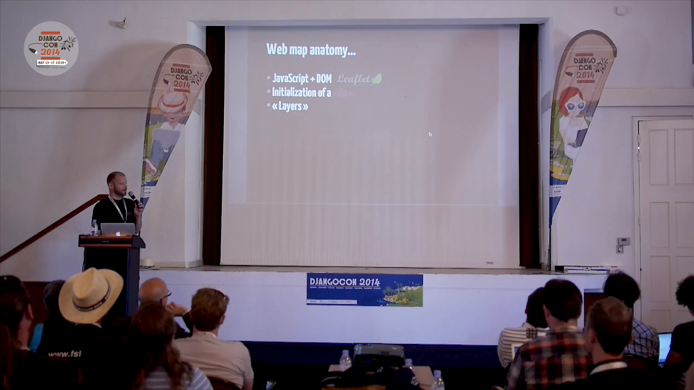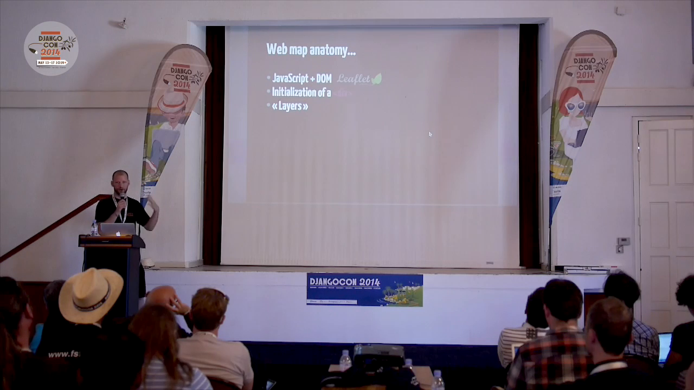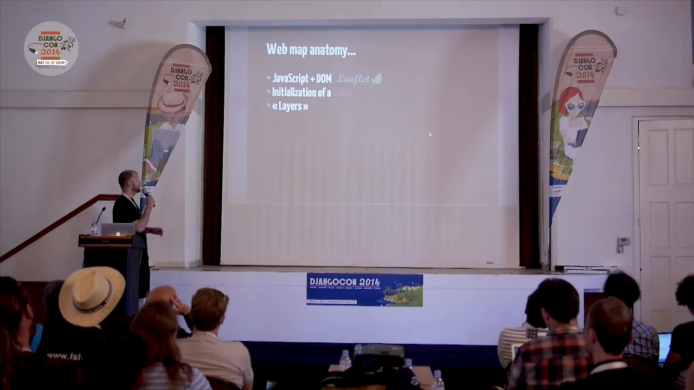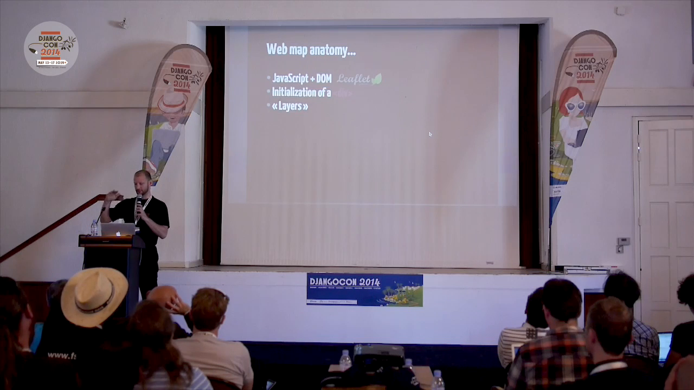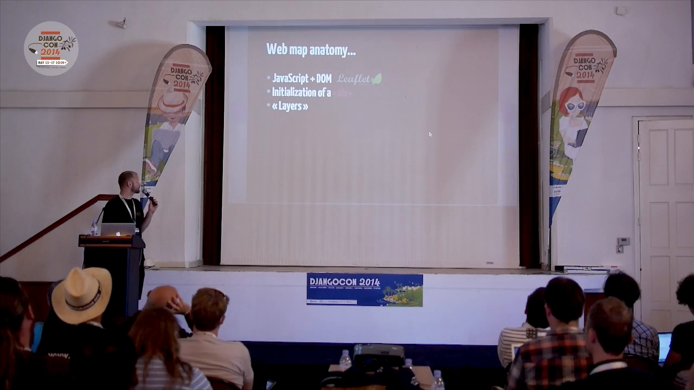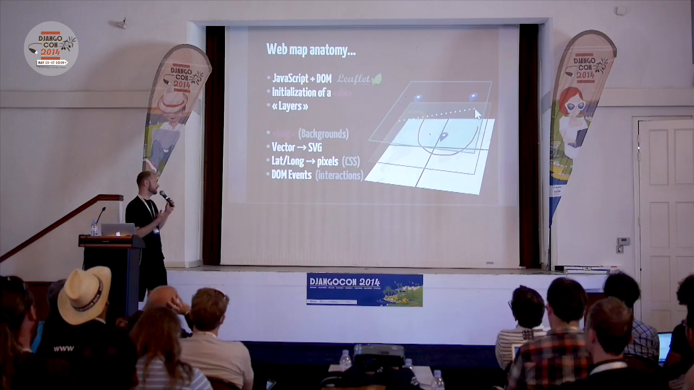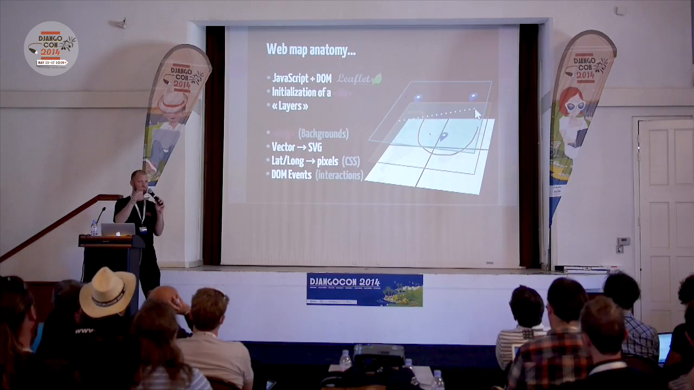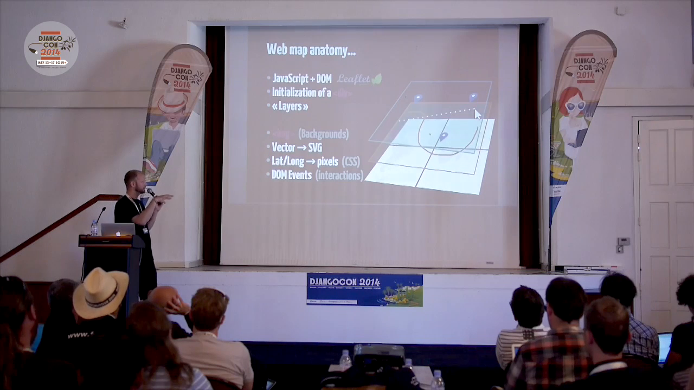Leaflet is a very simple web mapping tool. It uses JavaScript to initialize some DOM elements and adds the layers, each layer on top of each other. And the background is just a set of images that are placed, aligned and placed as a grid.